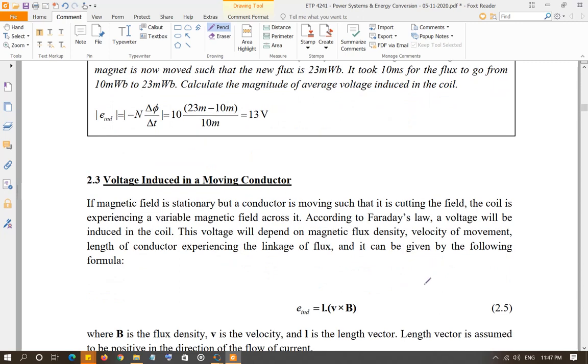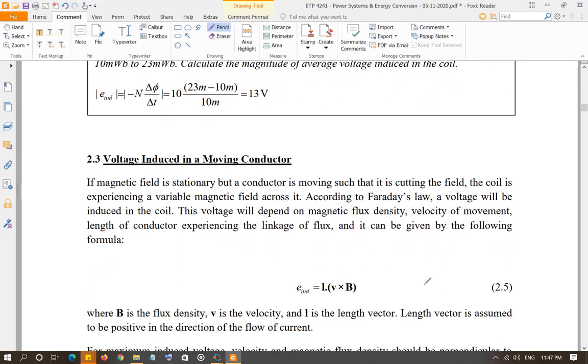So if you have a conductor in a magnetic field and you are moving that conductor with some velocity, then according to Faraday's law of electromagnetic induction, of course, the magnetic field is changing through that conductor with respect to time. The voltage has to be induced in that, right? So if you know the velocity with which the conductor is moving, and velocity is a vector, if you know the magnetic flux density, which is also a vector, you can calculate the induced voltage using this equation.